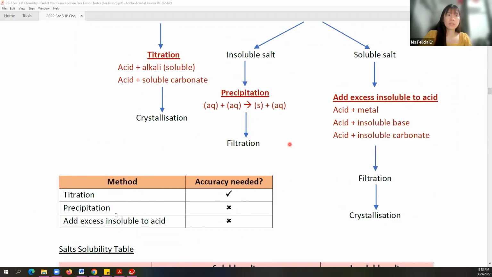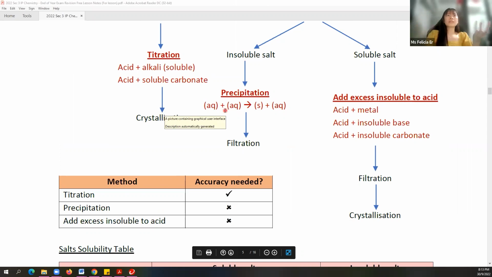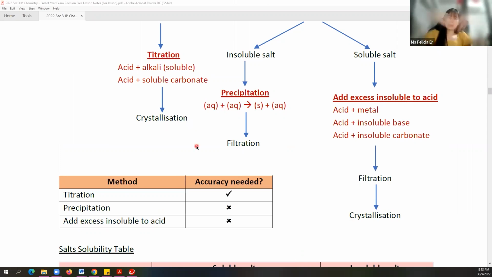So, all okay? Okay, so then next is over here. When you do the experiment, do you need to measure accurately or not? Only titration you need. This one you know, right? You all did the experiment in school. For precipitation, don't need. You just randomly take 2 beakers of aqueous solution and mix. Because the salt that you want will be the solid, which you can obtain via filtration. So anything that is in excess will be together with the aqueous stuff to be thrown away. So this one don't need accuracy. For this method over here, also don't need accuracy.